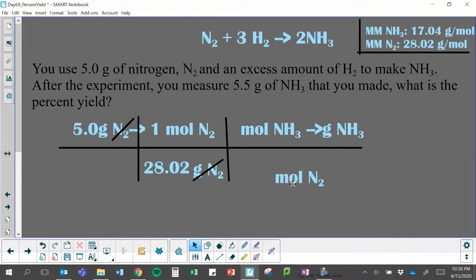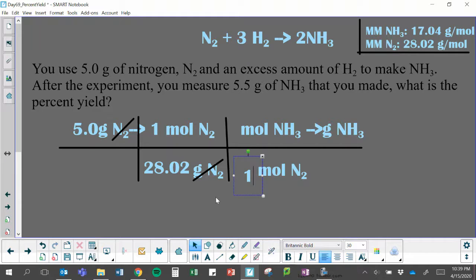into moles of NH3. So if we have moles over moles of something, this is where we're using our equation. So our N2, we look and there should be a 1 in front of it, and our moles of NH3 have a 2 in front of it. So for every 1 mole of N2, we make 2 moles of NH3.